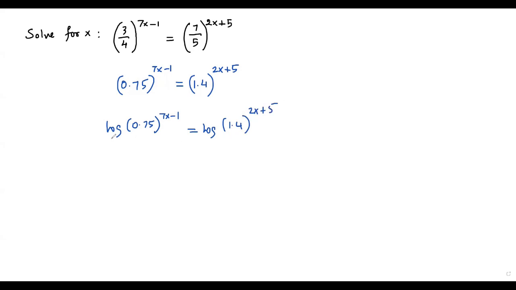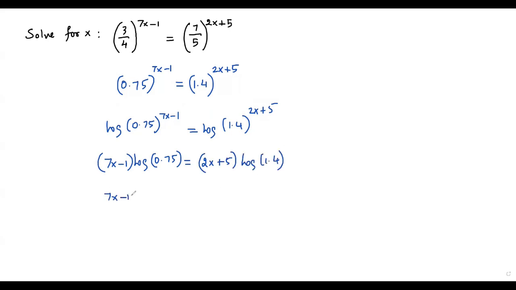Here I have not mentioned the base for both logarithms. Even if I don't mention the base, everyone can understand it's a common logarithm, that is with base 10. Now on both sides I'm going to use the power rule of logarithm. Whenever the argument of a logarithm is exponential, the exponent in the argument can be moved in front of the logarithm, and it has to be multiplied by the logarithm. So I can move this 7x minus 1 in front of the logarithm. This is the power rule of logarithm. Then I'm getting (7x minus 1) times log of 0.75 equals the same thing: I can move this exponent 2x plus 5 in front of the logarithm, so I'm getting (2x plus 5) times log of 1.4.